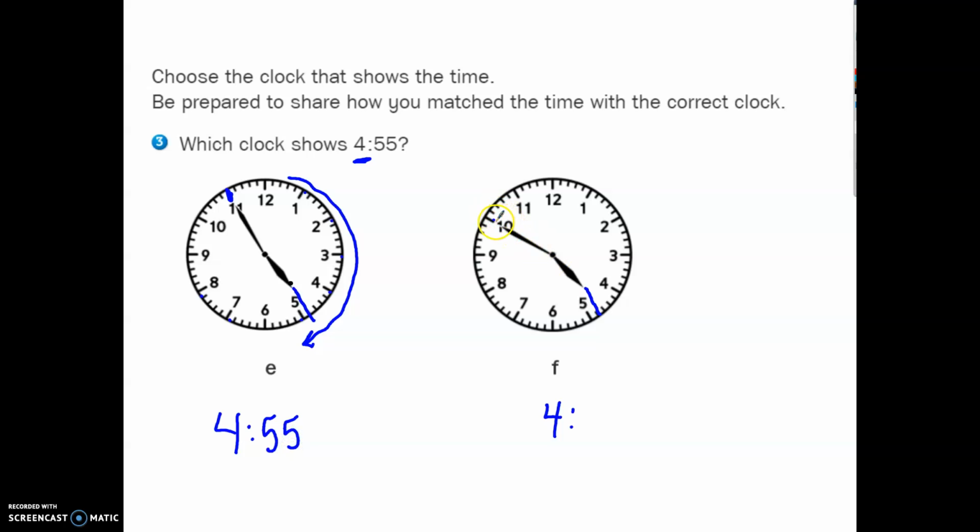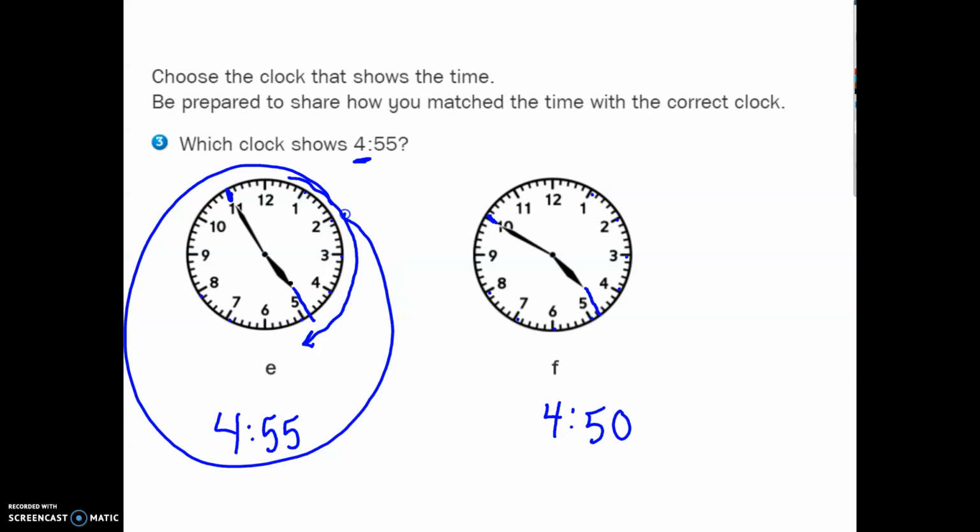This minute hand is at this tick line. Let's count those by 5s. 5, 10, 15, 20, 25, 30, 35, 40, 45, 50. This clock shows 4:55. This clock F shows 4:50.